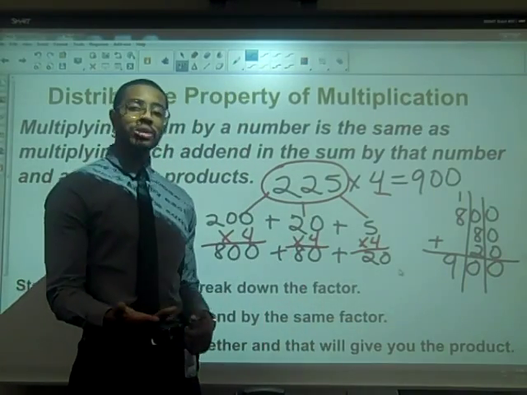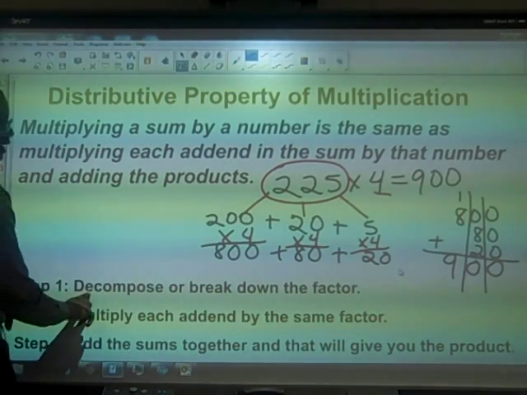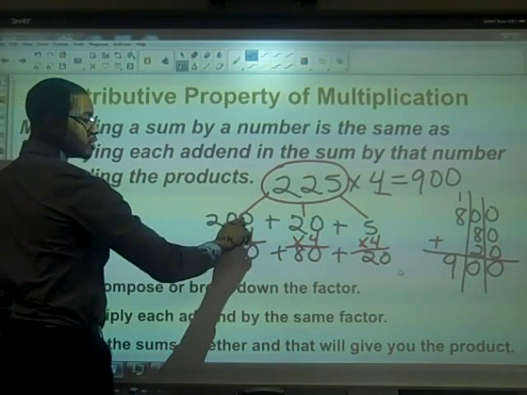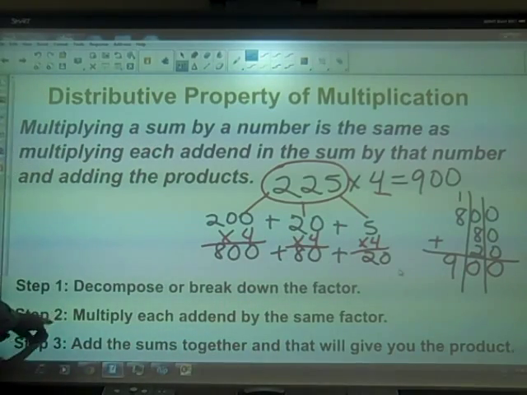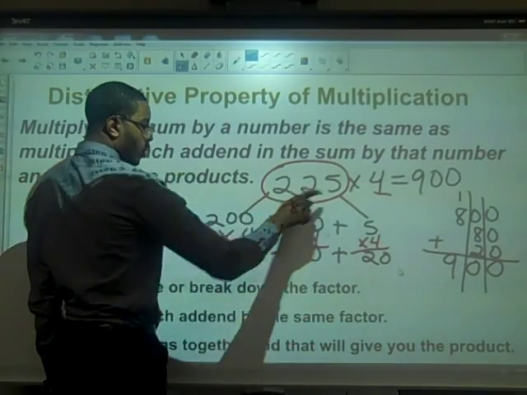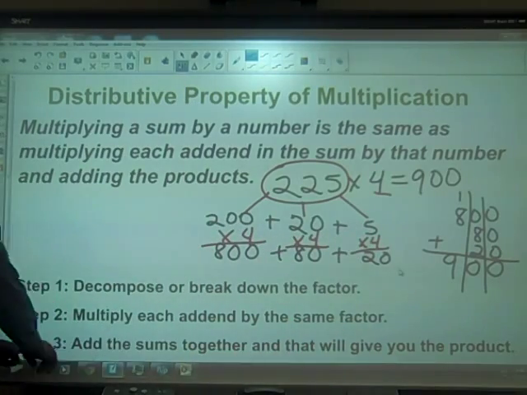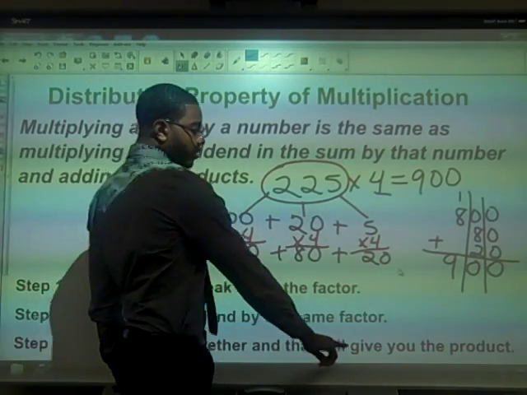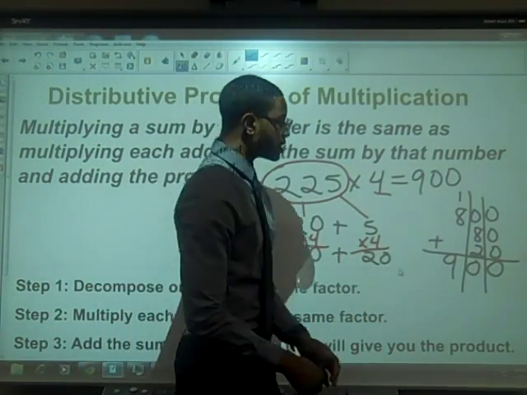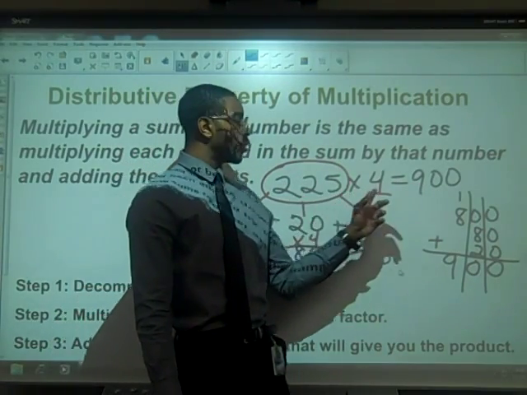You can do this at home. You can try this at home, okay? Remember to follow these 3 simple, easy steps. Step 1, decompose or break down the factor. That's how we've broken it down: 200 plus 20 plus 5. Step 2, multiply each addend by the same factor. We multiply each of these addends by 4: 200 times 4, 20 times 4, 5 times 4. And step 3, add the sums together and that will give you the product. 800 plus 80 plus 20 gives us a product of 900. So 225 times 4 equals 900.